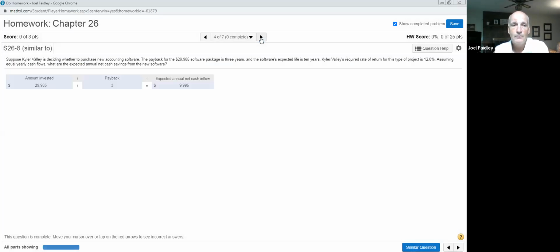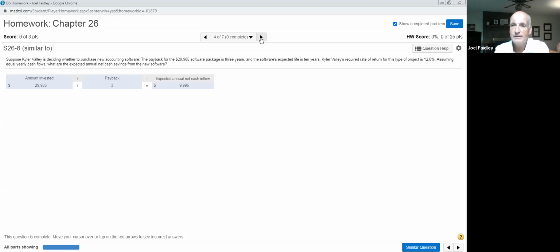All right, number 4, trying to decide whether or not to purchase new accounting software. Payback's $29,985. It's 3 years. So they're investing $29,985, and here they're telling you they want to pay back in 3 years. So what should our expected annual net cash inflow be? So they've just reversed the denominator, haven't they? And so this tells you we need almost $10,000 a year for a payback.